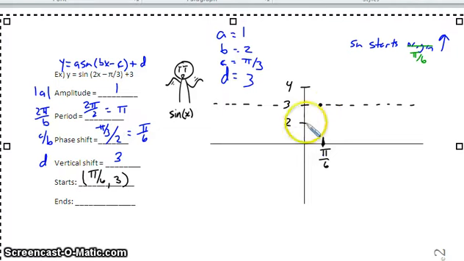It's not going to be right on the x-axis like it was before, because of this 3 phase shift or vertical shift. So I've gone from 0, 0 up to 0, 3 here. So here's my first dot.